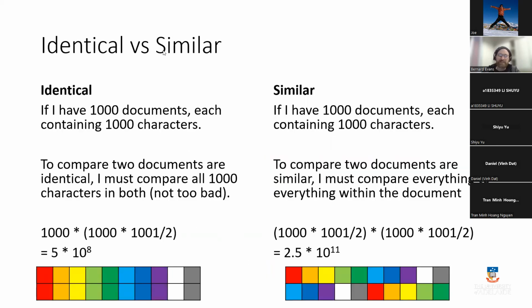We also have this idea of identical versus similar. If I have 1,000 documents, and I've already said this, containing 1,000 characters, to compare two documents are identical, I must compare all 1,000 characters in both. Fine. This is not too hard to do. All I have to do is compare red to red, orange to orange, yellow to yellow, green to green. Super easy.